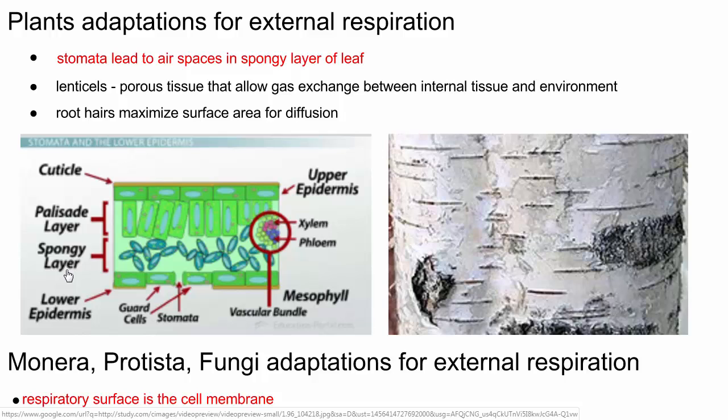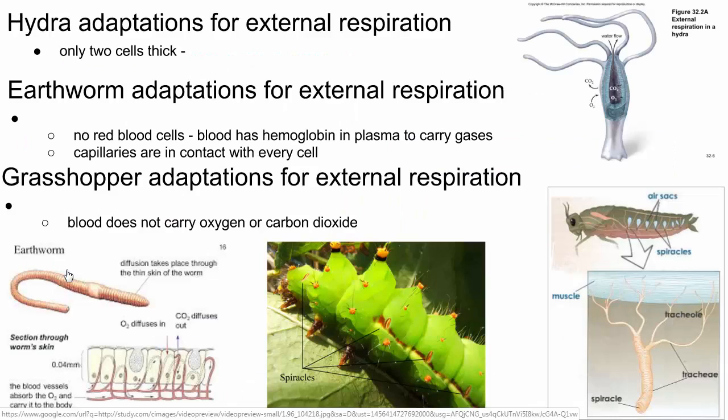We move on to the animals. Some animals, like the Hydra, for example, are very thin. The walls of its body cavity are just 2 cells thick, 1 cell externally and 1 internally. So basically, every single cell in the Hydra is in contact with the environment. Every cell is the respiratory surface, a place where oxygen can get into the cells and carbon dioxide can get out.